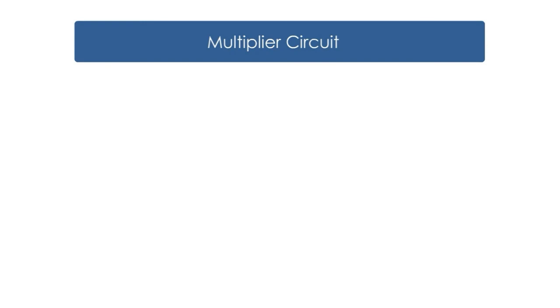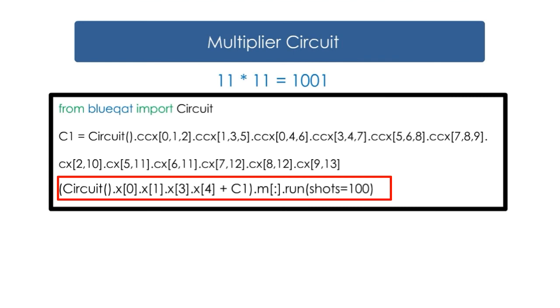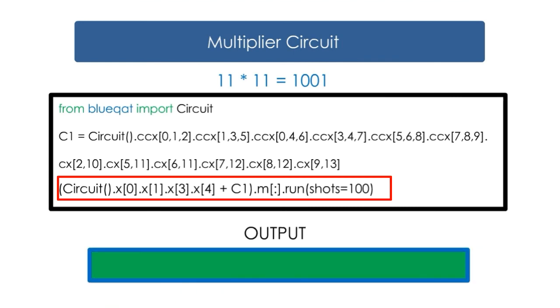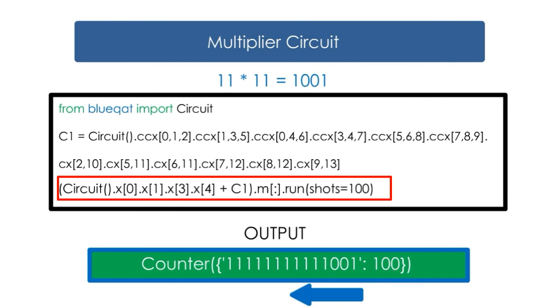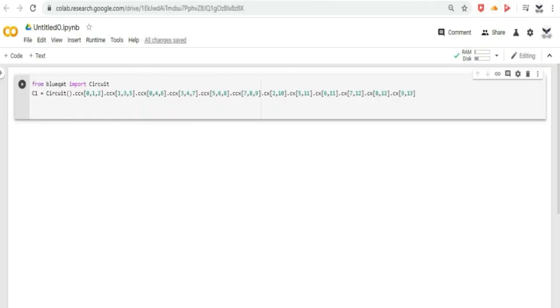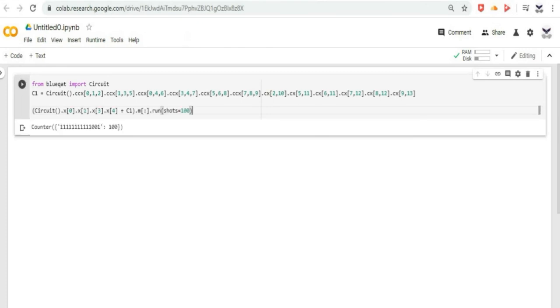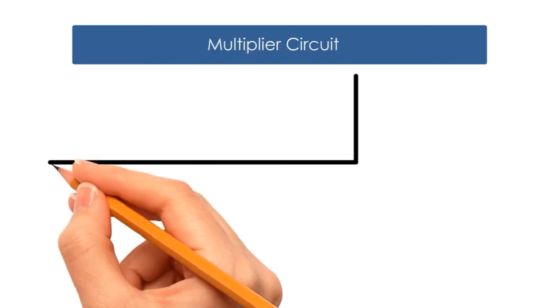Now, let us multiply 1 1 as A, and 1 1 as B. We have to run this code to get our desired output. After running this code, we will get the output as 1001. Let us confirm this in Google Colab. Type the code that was shown earlier. Then click on the play button to run the code, and as you can see, we get the output as 1001. Let us see how we get this output.